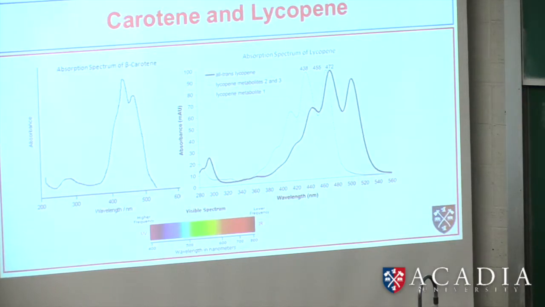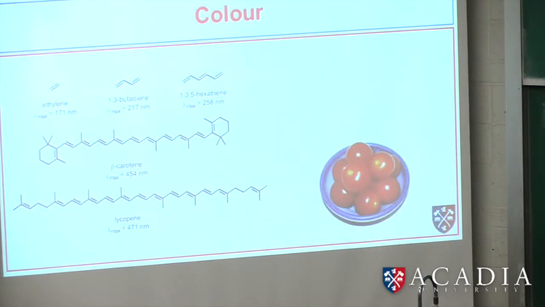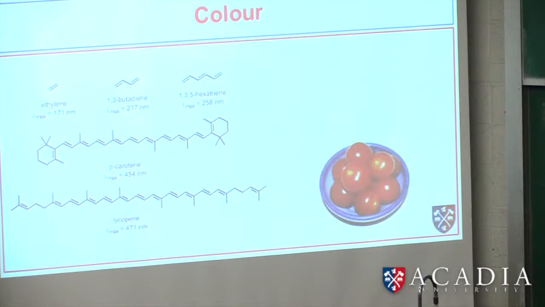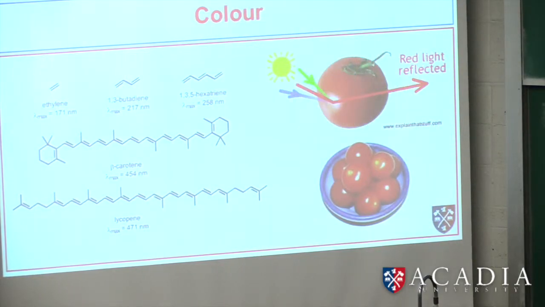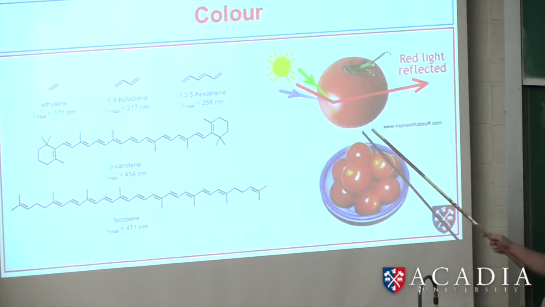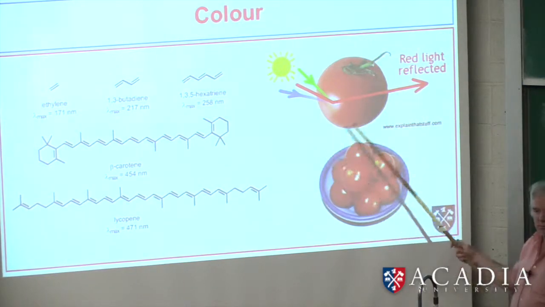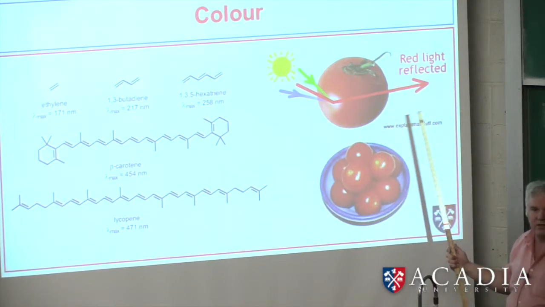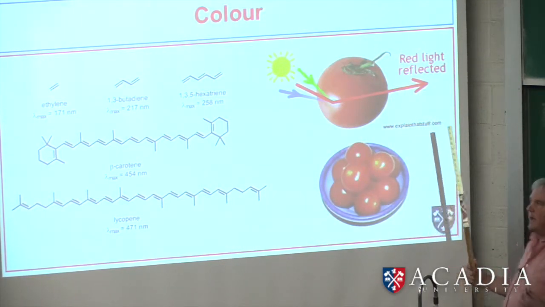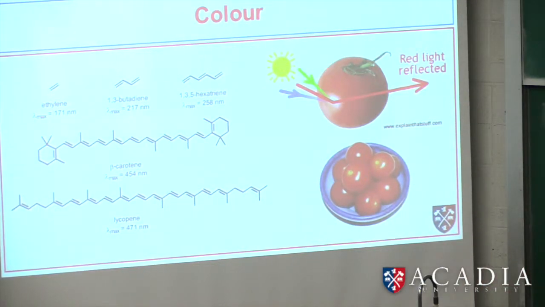So what's actually going on is that when light hits the tomato, a lot of the light is absorbed, but red light is not. Red light is reflected off of the tomato, and that's why we see a tomato as being red. I know most of you knew that, but it's nice to remind things.